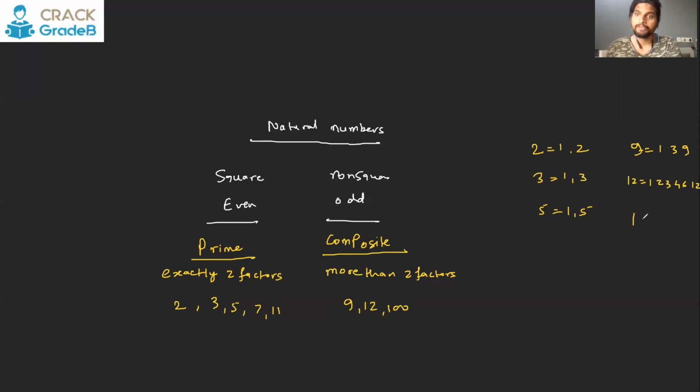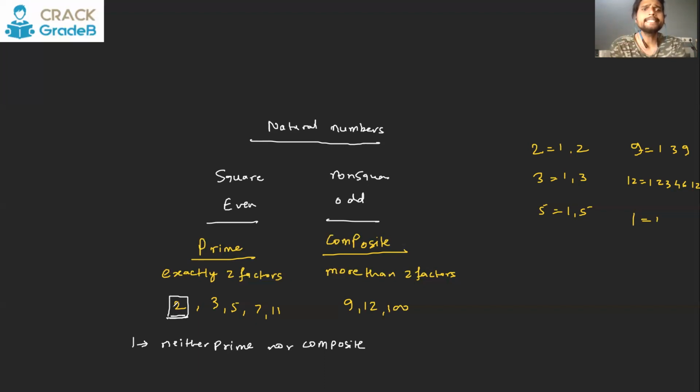What about the number 1? 1 has only 1 factor. So it won't fit any definition, because it doesn't have exactly 2 factors, and it cannot have more than 2 factors. So 1 is called neither prime nor composite. One must remember that. That makes 2 the smallest prime number. 2 is the only prime number which is even. You must know that part as well.